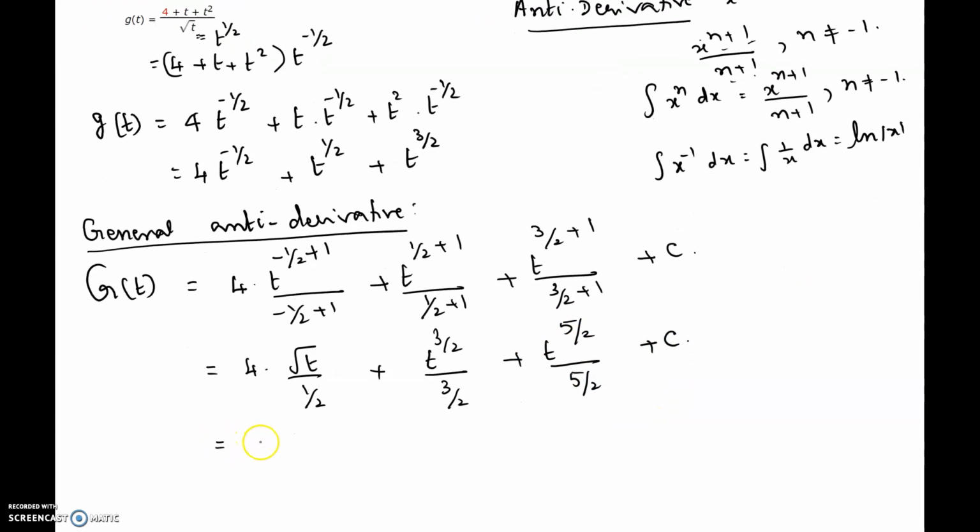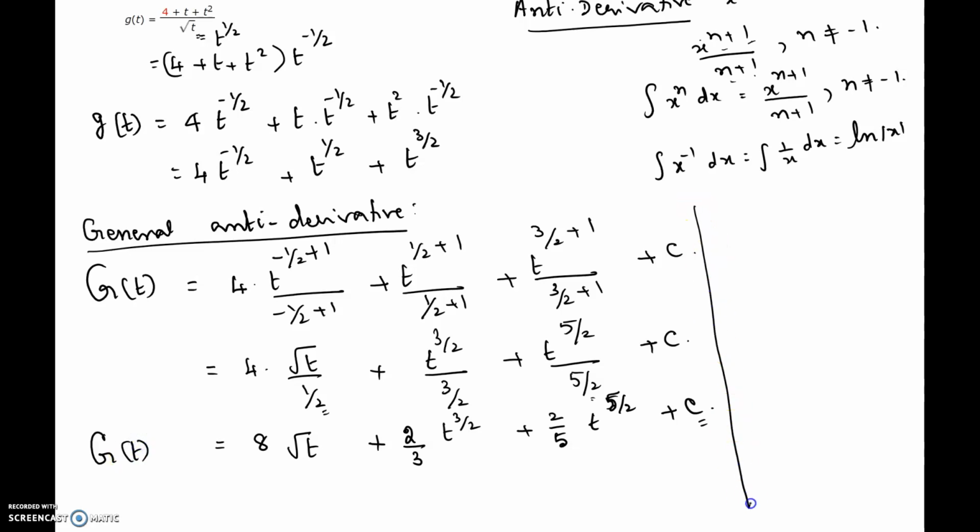So you can write this as 8, the 2 gets multiplied, right? So 8 times the square root of t plus 2 over 3, so this gets flipped, t to the power 3 halves, and 5 over 2 gets flipped, so 2 over 5, t to the 5 halves, plus C. Don't forget to add the C because it is a general antiderivative.